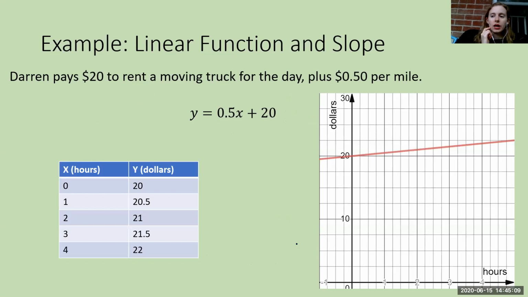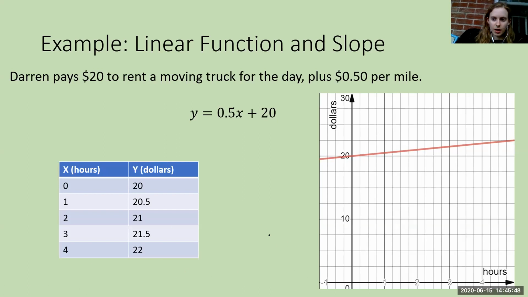Okay, so let's take a look at an example here. This is an example of a linear function and how we would determine the slope of this linear function. So first off, I start here with just a description of the linear function. So Darren pays $20 to rent a moving truck for the day, plus 50 cents per mile. So the total amount that Darren's gonna have to pay is gonna depend on the number of miles that he drives.